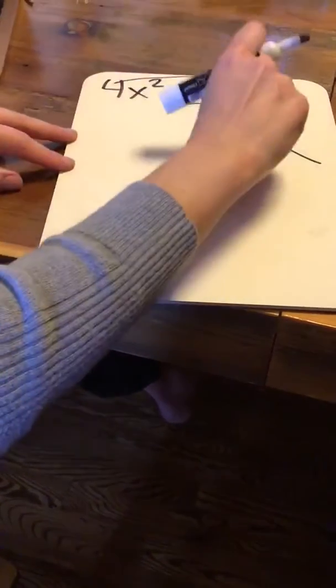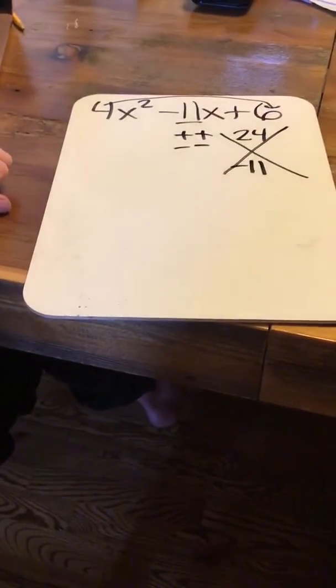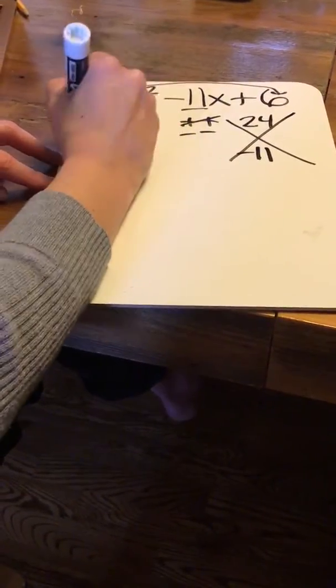So do I need two positives, two negatives, or one of each? To get a positive up here, I either need two positives or two negatives. Okay? But if I add two positives, I'll get a positive down here, so it can't be that. But if I add two negatives, I will get a negative down here, so I do know that I need two negatives. So I'm going to start with my factors, 1 and 24. They both have to be negative.